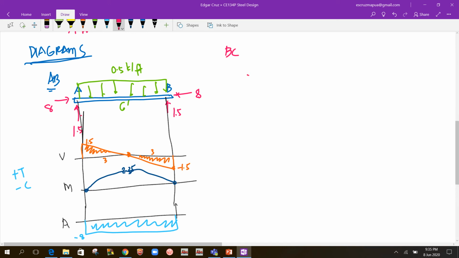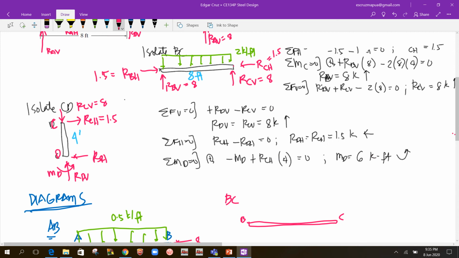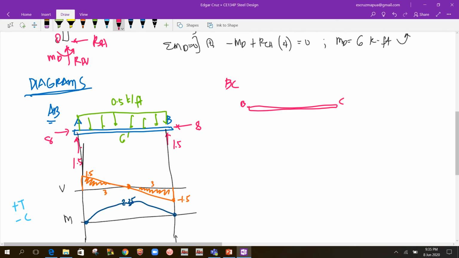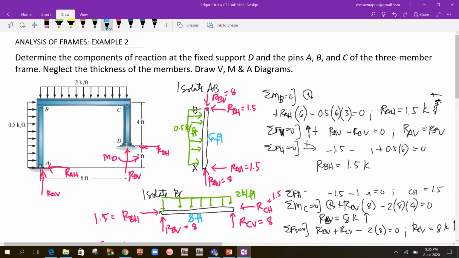Okay, for member BC naman, ito si B, ito si C. Diba ito yung horizontal member natin na 8 feet, tapos may uniform load siya rito na 2 kip per foot, tapos 8 feet yung length niya. For member BC, these are hinge din.